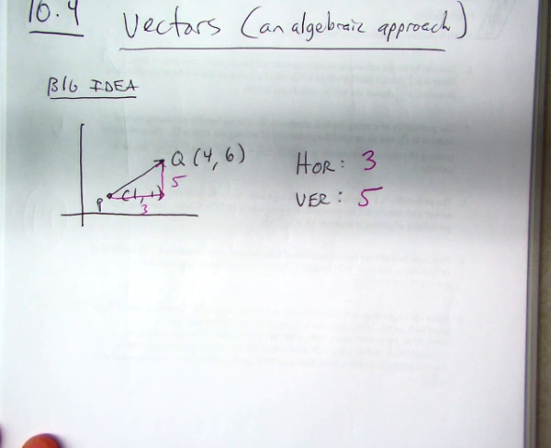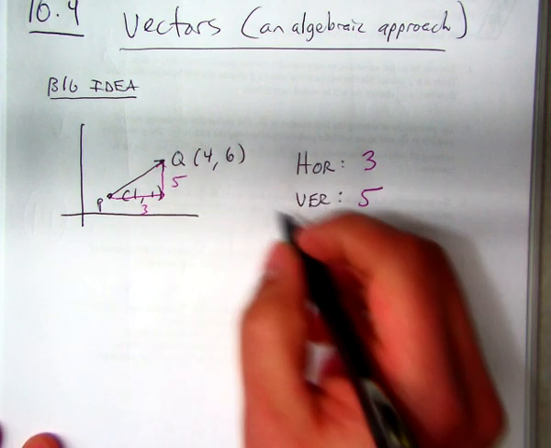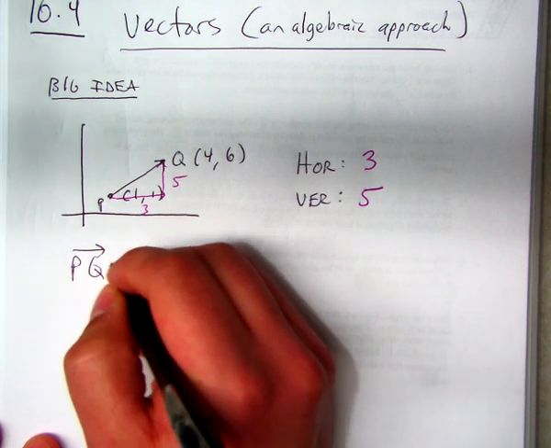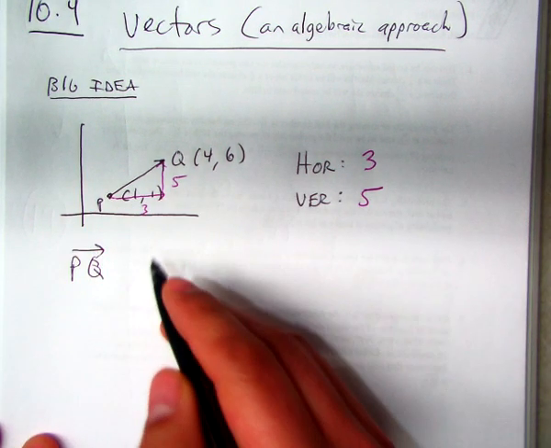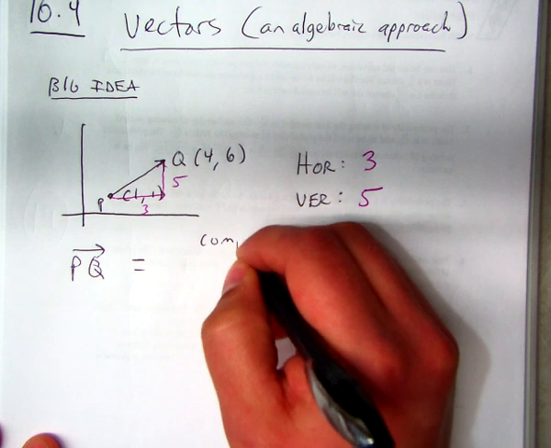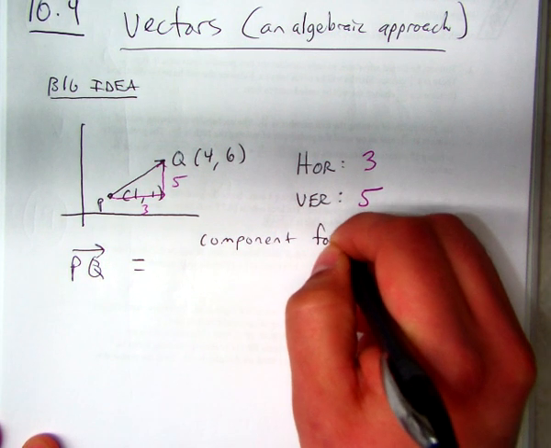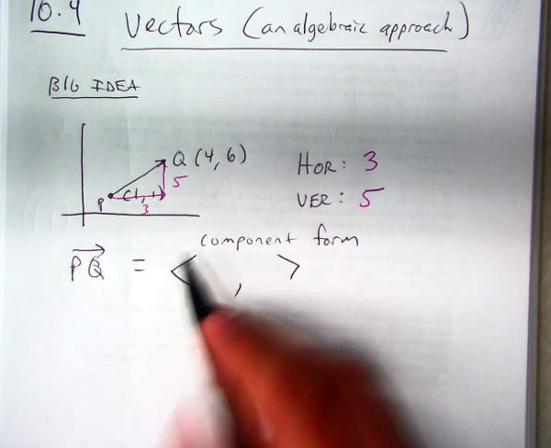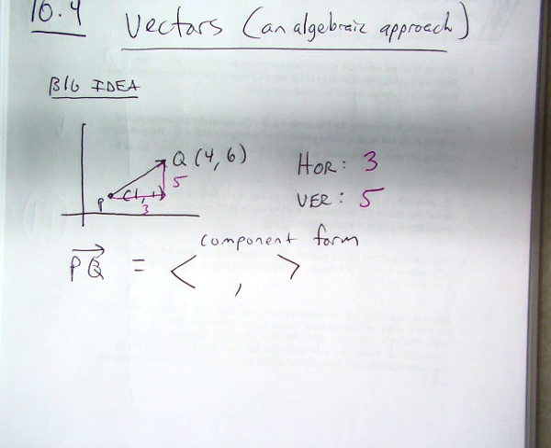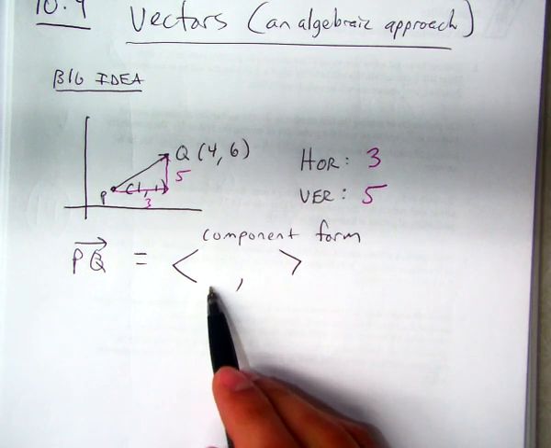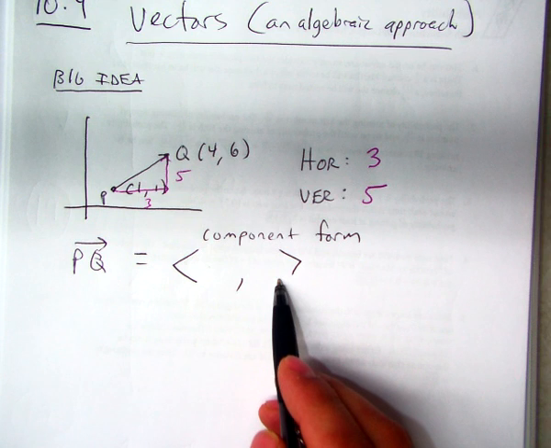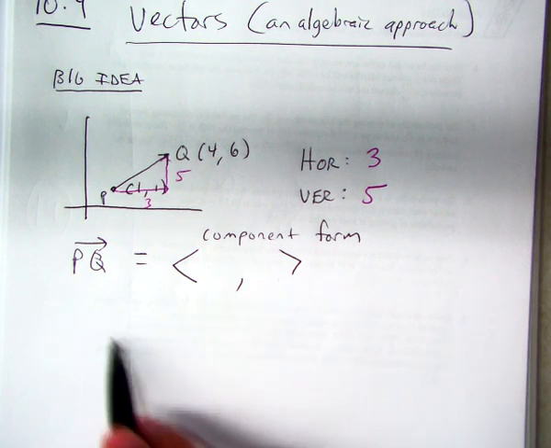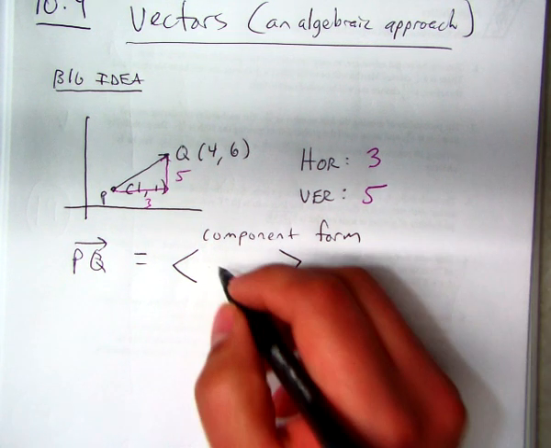Okay? So what that means then is that instead of writing PQ out with a grid and drawing the vector itself, we introduce something we call component form. And all it looks like, instead of parentheses, we use brackets to indicate that we're talking about a vector specifically. And then we simply list what the horizontal component is and what the vertical component is. So in this case, PQ would be the same as what? <3, 5>.